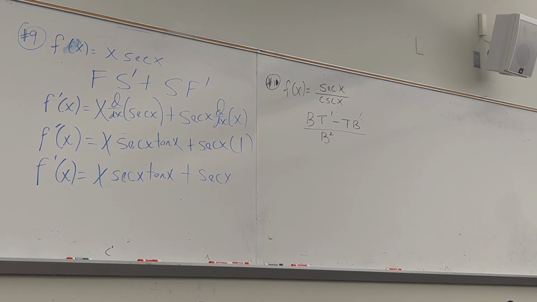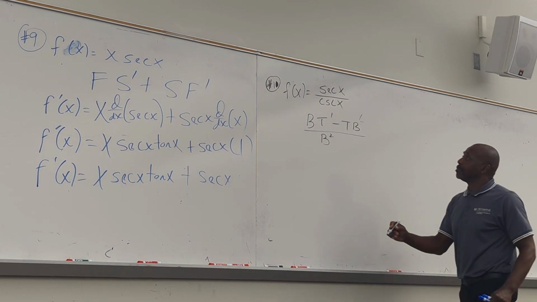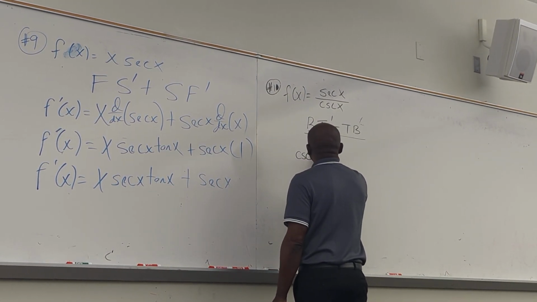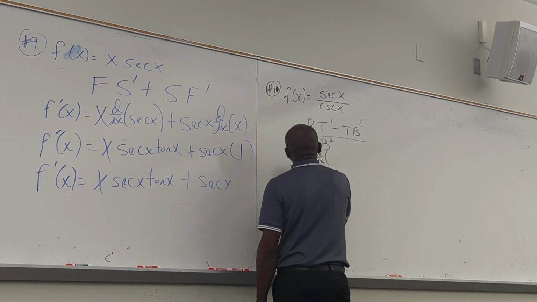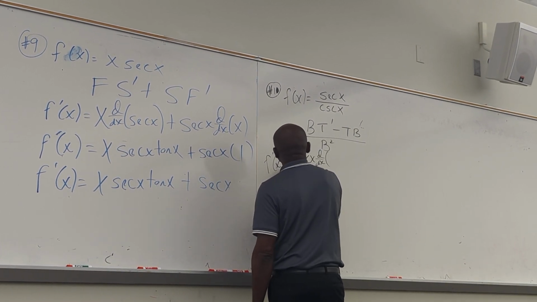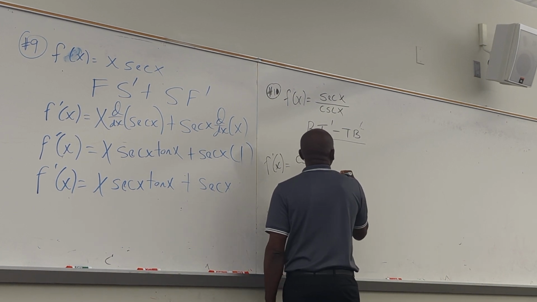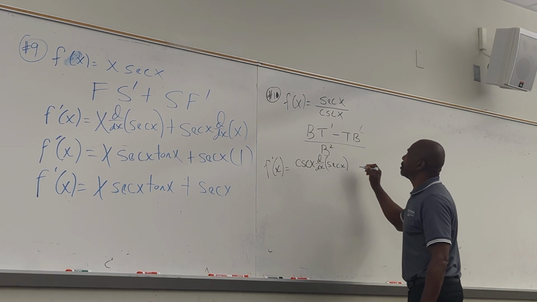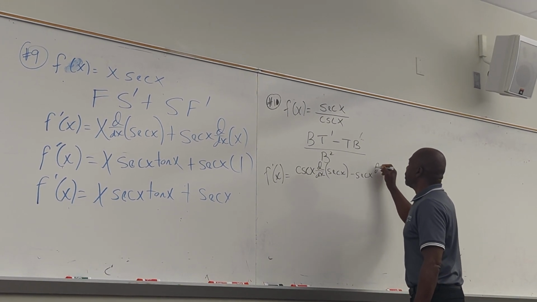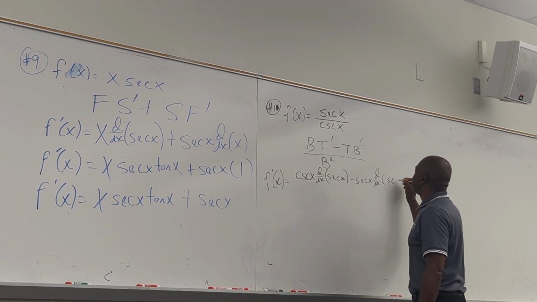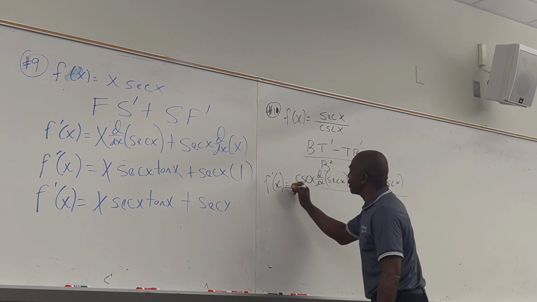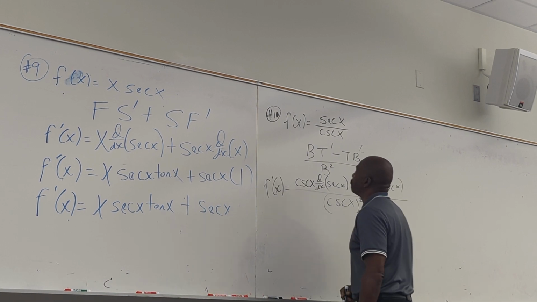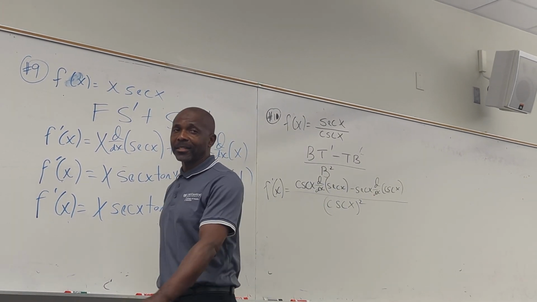We good? So in this case, what's the bottom? That's cosecant x times the derivative of secant x, and then minus secant x times the derivative of cosecant x, all over cosecant x squared. It doesn't really matter what it is, we good, class?